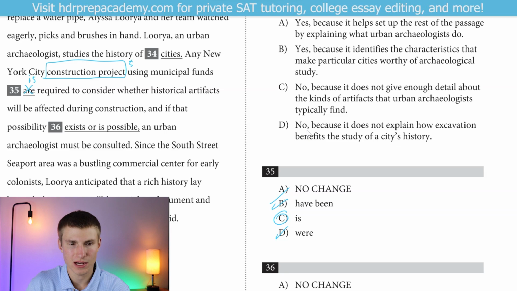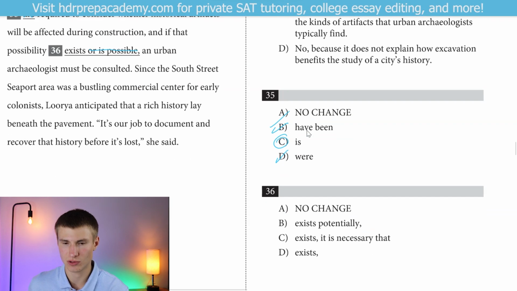All right, moving on, we got: is required to consider whether historical artifacts will be affected during construction, and if that possibility exists or is possible. I can just say exists. I don't need to say is possible. Don't need to say potentially. Both of those are repetitive and redundant. Then we have: exists. It is necessary.